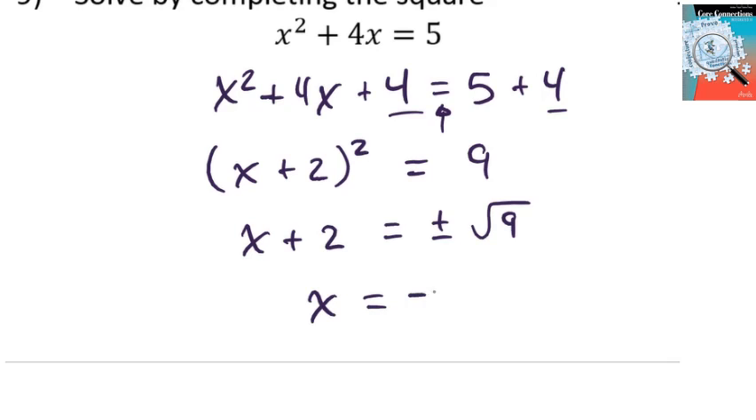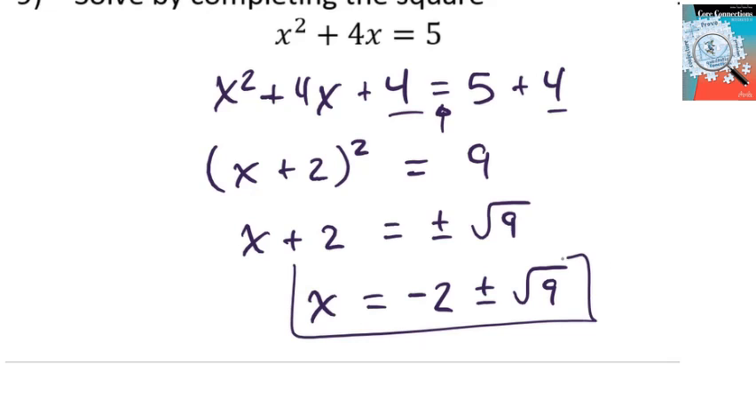Normally I like to place this value in the front, so I've got -2 plus or minus the square root of 9. Now, if it turns out that you have a square root of a perfect square, you should evaluate this and get both values. However, if 9 was not a perfect square, this is probably the preferred answer. I'd like you to leave it exactly like this.